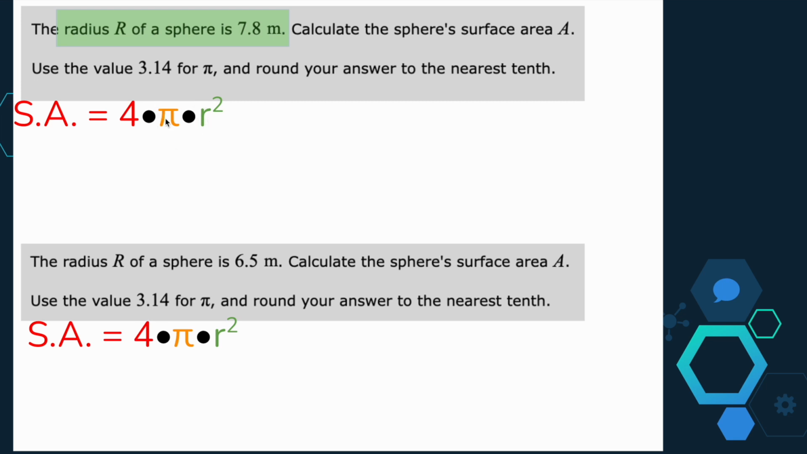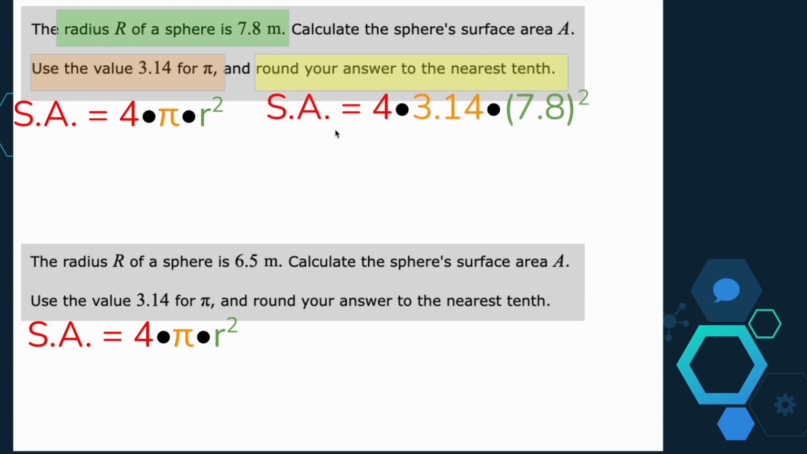Now, I can use pi on my calculator, but the very next thing they tell me on here is that they want me to use 3.14 for pi. So make sure you're using 3.14. That is actually already rounded. So after you're done, they want you to round again, and they want you to round to the nearest tenth. Okay? So let's go ahead and plug this in.